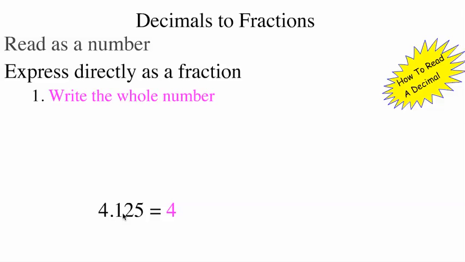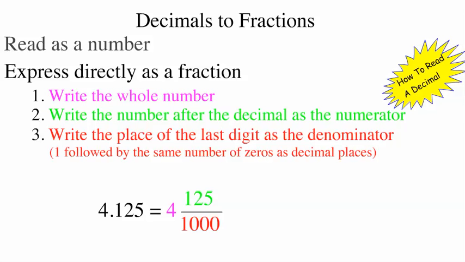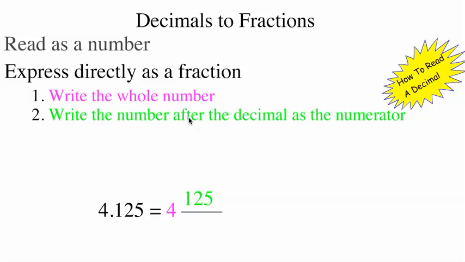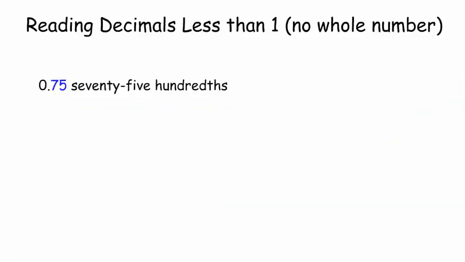Here we have 4.125. Okay, so write the whole number, 4, and then the decimal place is "and," 125, last decimal place, thousandths. Okay, step 2, write the number after the decimal as the numerator, so 125, and then write the place of the last digit as the denominator. So last decimal place was thousandths, so write 1,000 as the denominator.